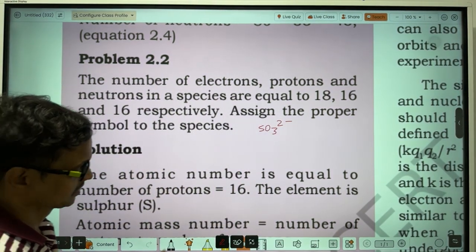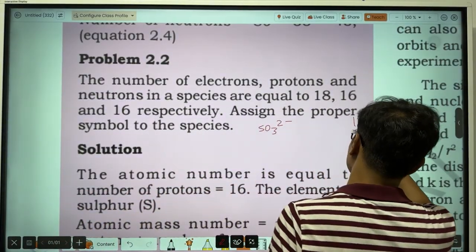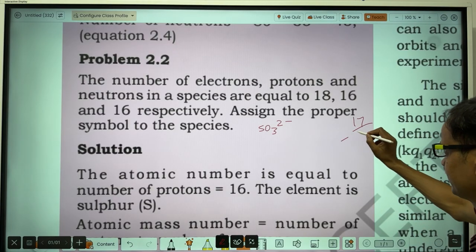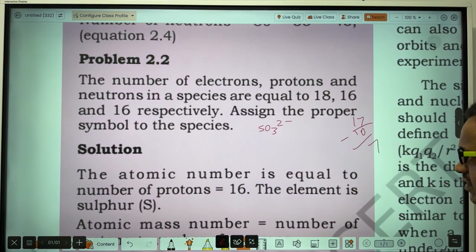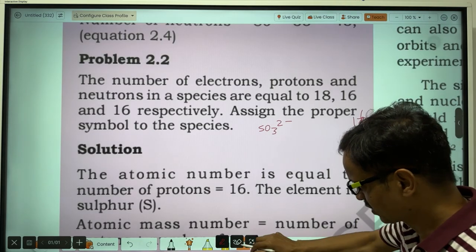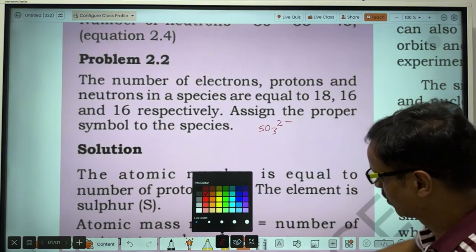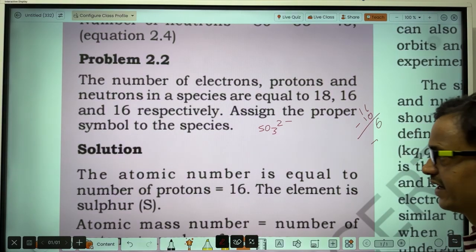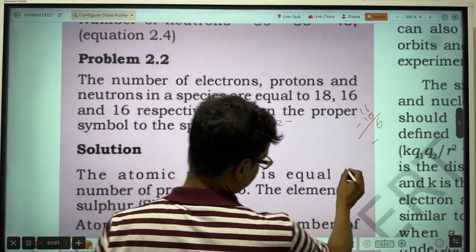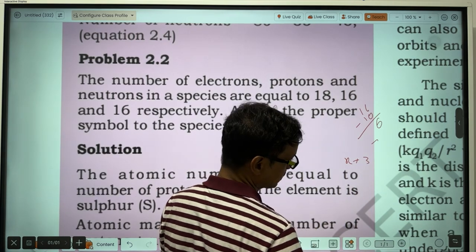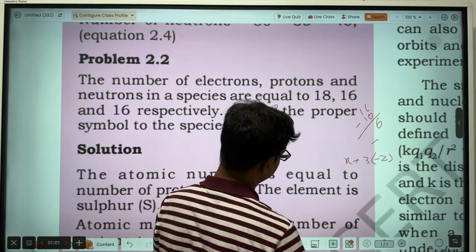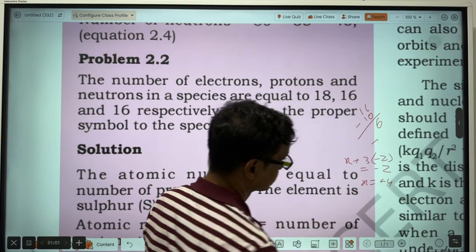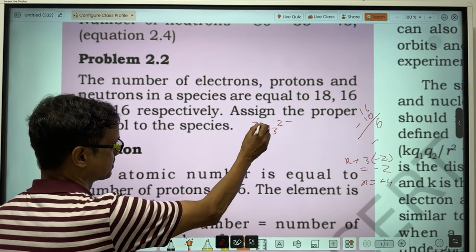Sulfur belongs to group 16 elements, so the maximum oxidation state shown by sulfur will be plus 6. Here sulfur is in which oxidation state? X plus 3 oxygen, and the oxidation number of oxygen is minus 2, that equals minus 2. So X equals plus 4. Here sulfur is exhibiting the plus 4 oxidation state.